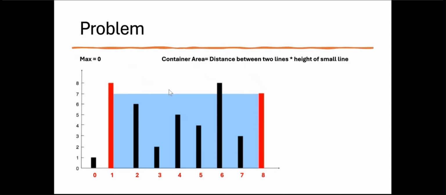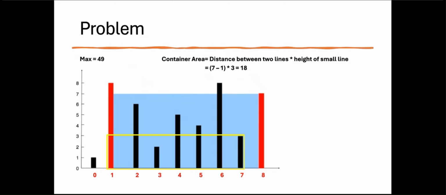So in this case, you can see the distance between these two lines, the red mark, is 8 minus 1, 7, which is the width, into 7. So 49 is the area of the container. And we need to find all such containers by taking the combination of any two lines. Whenever the container area calculated is greater than the maximum we have found till now, we replace it.